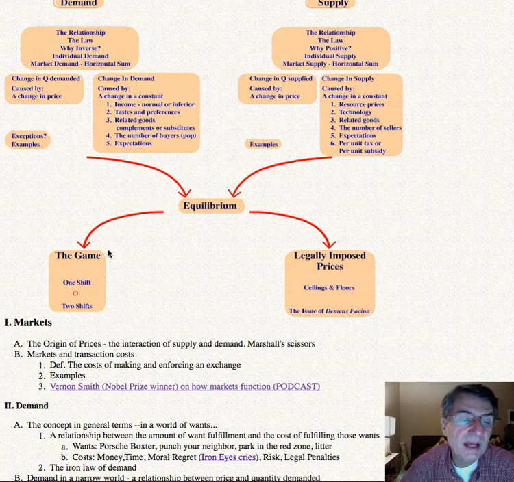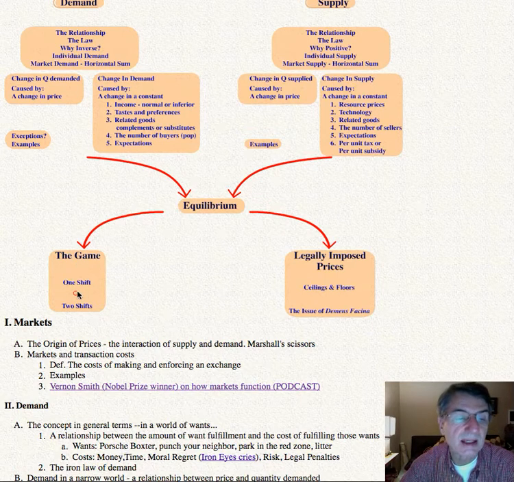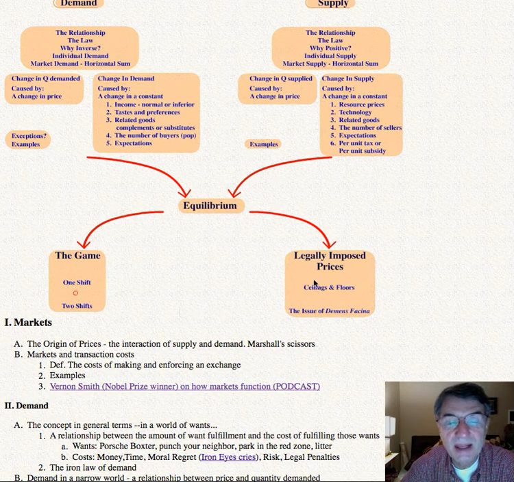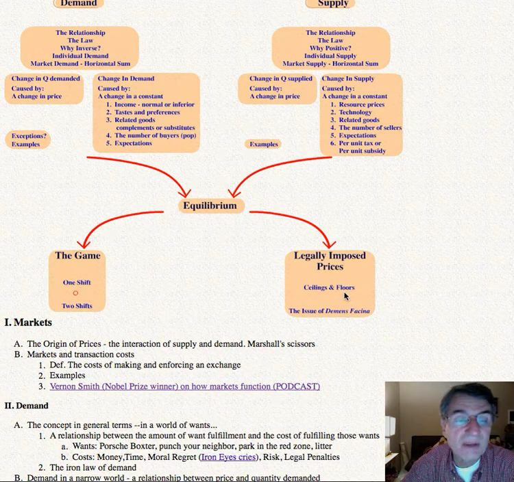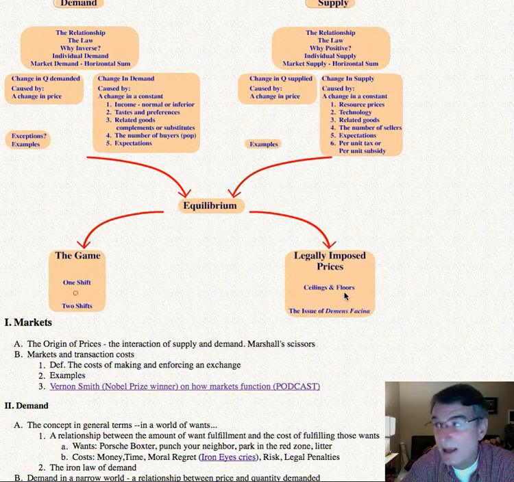Now, once we've got equilibrium, then you get to play my game, and I'll show you where that is in a second, but you have to be able to play this game. And second, what if we don't like the prices? What if we say, oh, the equilibrium price is too high. Let's pass a law and make it lower by law.